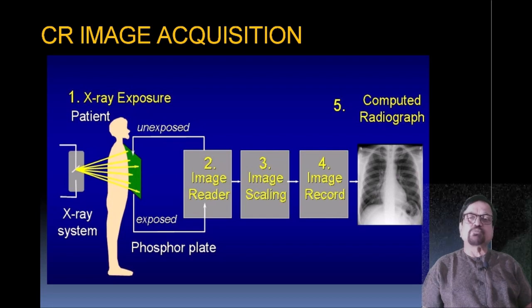Now this diagram shows you again clearly the same thing that we have discussed. First look at the X-ray machine, that is the X-ray tube which emits the X-rays. In between is the object, then it goes to a phosphor plate. Once the radiation passes through the body, it goes to an imaging plate or a cassette. Now this cassette is put into an image reader.